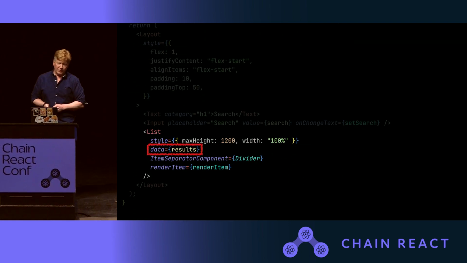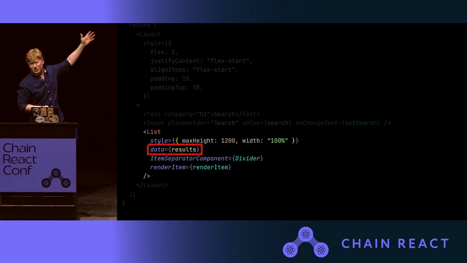And then down here at the bottom, I can't remember exactly what UI library I used, but it has a list. You give it a set of results and a render function, which is really cool. And then it renders it for you.